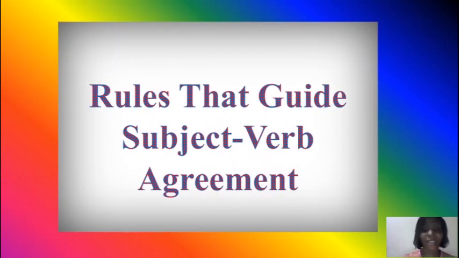Now, let's go over to the rules that guide subject verb agreement. For your sentence to be correct, your subject must agree with your verb. Your subject cannot disagree with your verb. If your subject disagrees with your verb, then that sentence is not a correct sentence. That sentence is grammatically wrong. Okay, let's look at some of the rules.